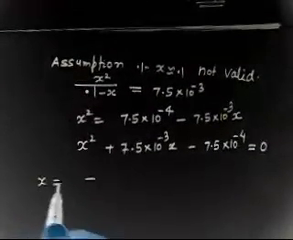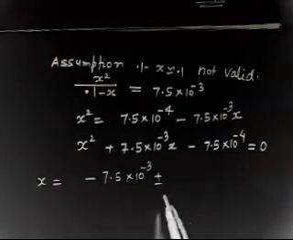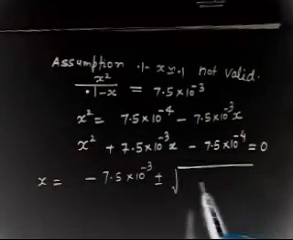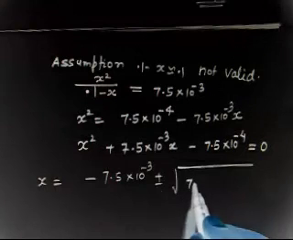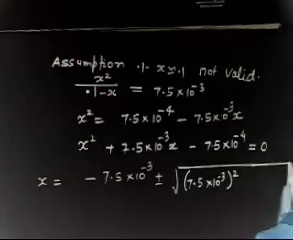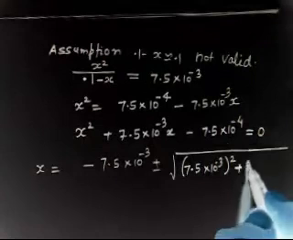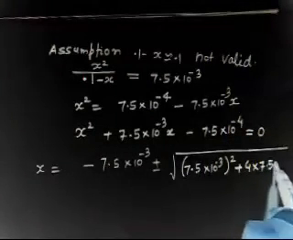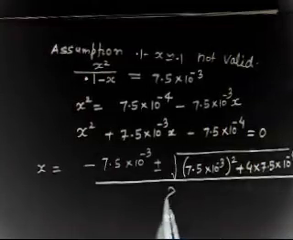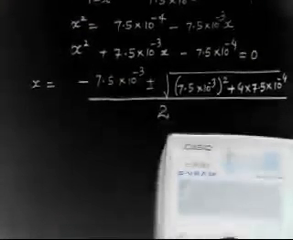For me this is easy because I can use my calculator. So minus b, 7.5 into 10 to the power minus 3, plus minus. There is no need to take the negative root, practically a negative x value is not possible. Then b square minus 4ac. So minus minus plus, 4 into 7.5 into 10 to the power minus 4, this divided by 2a. So now let us take the positive and try to find the solution.